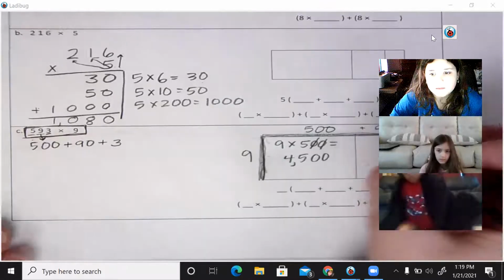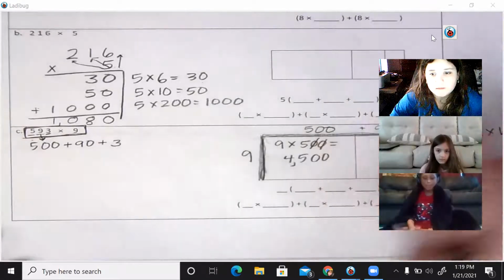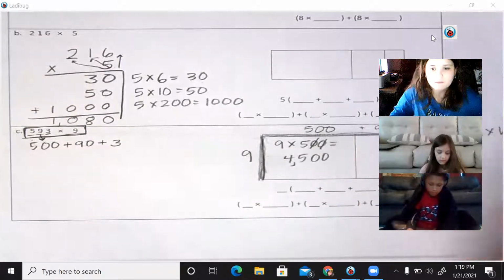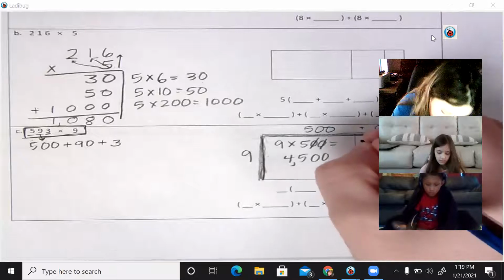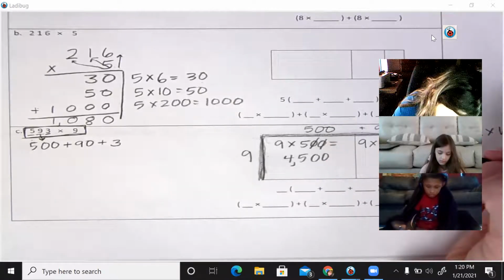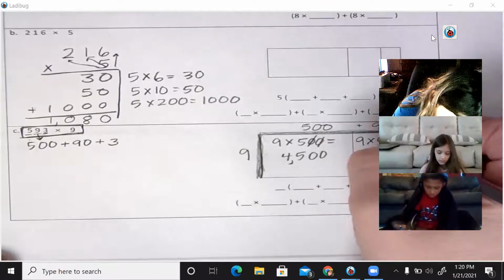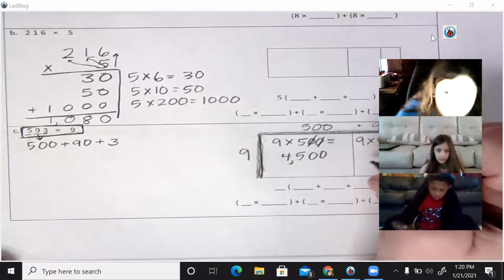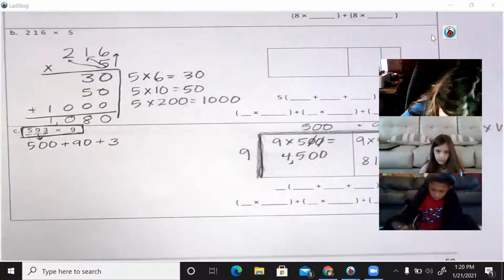Okay, Finn, what do I do in this box if I'm bringing down from my 90 and over from 9? 90 times 9. 9 times 90. Tell me how to solve, please. Cross out the 0. Put it in your answer. 9 times 9 equals 81. Very good. Calling someone else that we haven't heard from to do the last box.